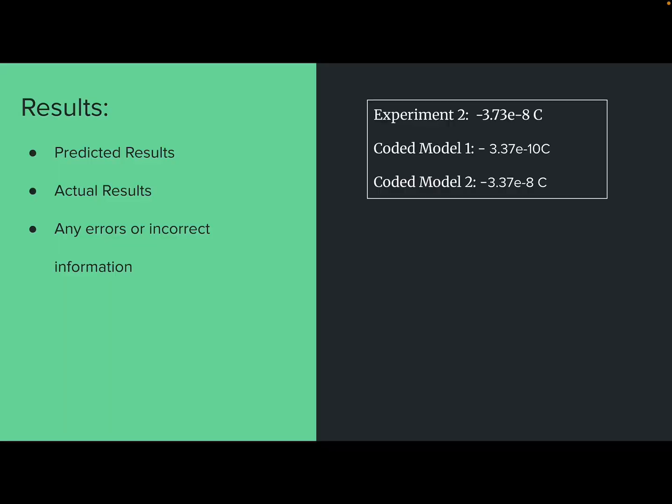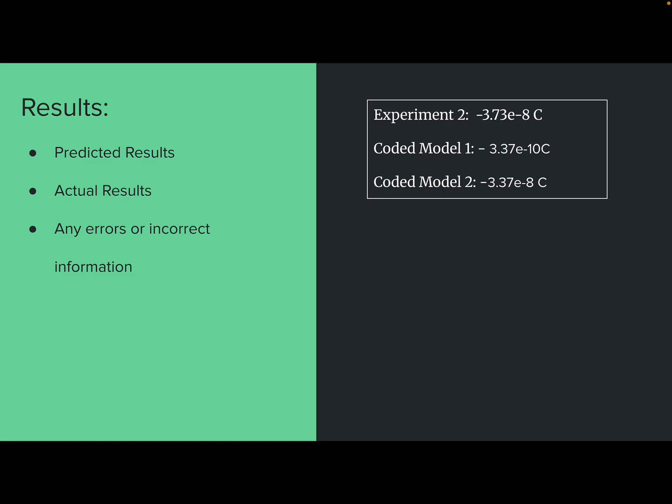And here are the results for our lab. The predicted result was that the point charge would be higher than the line of charges, or that it would be more accurate towards the math we had. As you see, these are the results of our lab. Experiment 2 is the math we gave, and then coded 1 and coded 2 are the point charge and the line of charges. Any errors we had in our code were due to human error in the code or in the math.